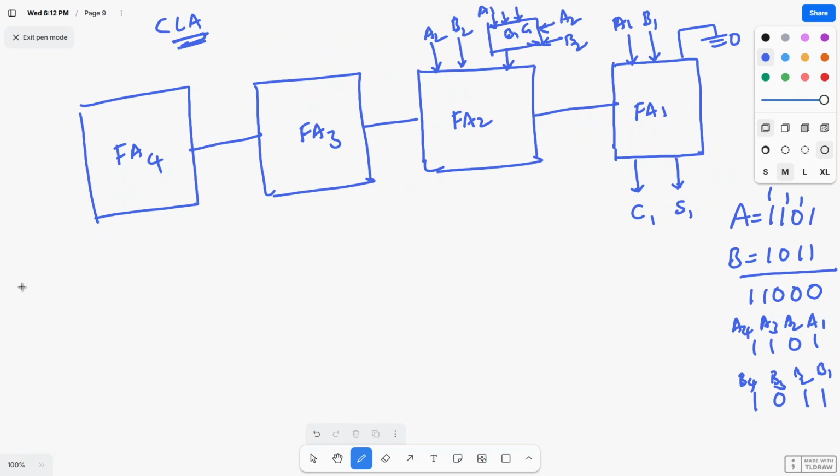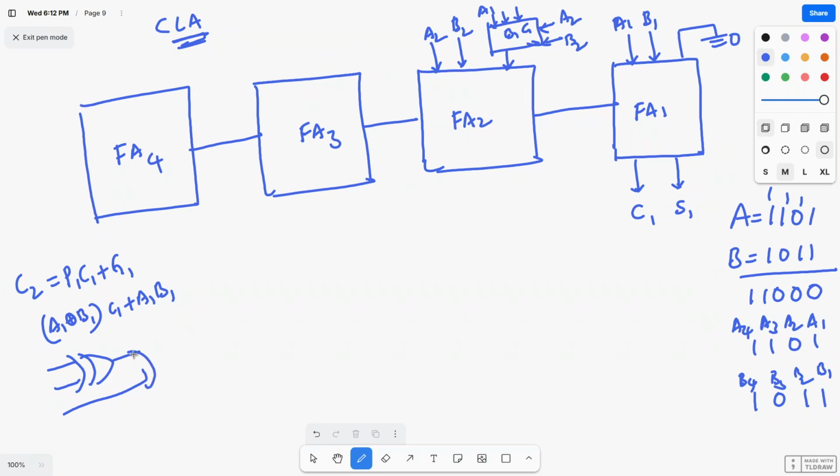Normally C2 equals what? C2 equals P1 C1 plus G1. So what is P1? A1 XOR B1. Plus C1 plus A1 B1. So if you draw it with a combinational circuit, one XOR gate is required, and next an AND with this, you will get this equation.